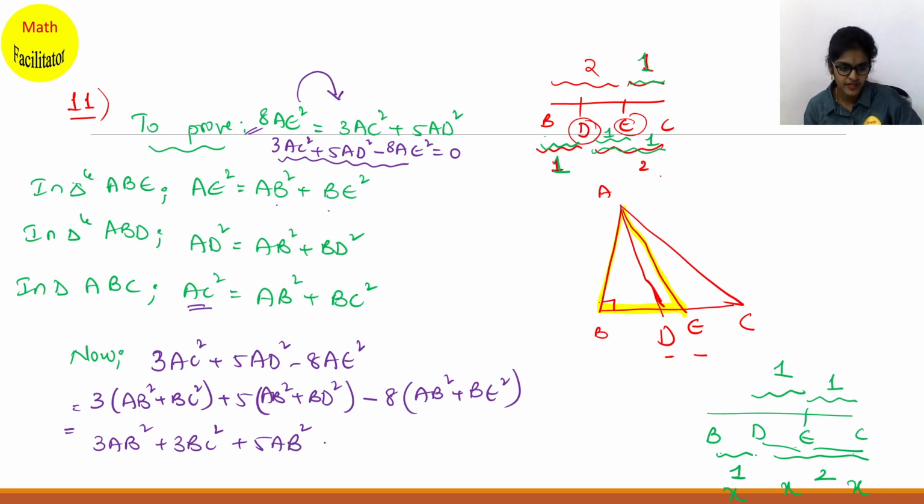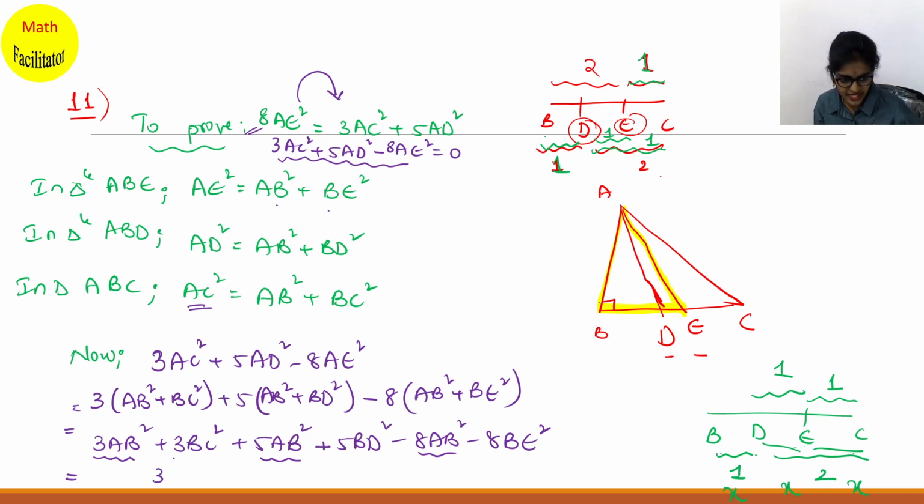So this is 5AB square plus 5BD square minus 8AB square minus 8BE square. See here you have 3AB square and 5AB square. 3 plus 5 is 8, and minus 8 becomes 0. So 0 AB square it is. Now what is left over? 3BC square plus 5BD square minus 8BE square.